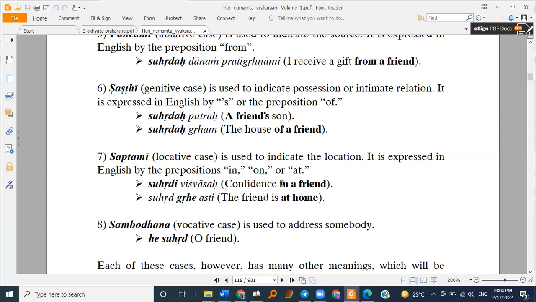Confidence in a friend. So Suhridi, in a friend. Suhrid Grihe Asti, the friend is at home. So Grihe, at home. Aham Vrindavane Asmi, that I am in Vrindavana. So Vrindavane. Bhavan. Krishna Matirastu. Yeah, Krishna Matirastu. I was thinking of giving that example.